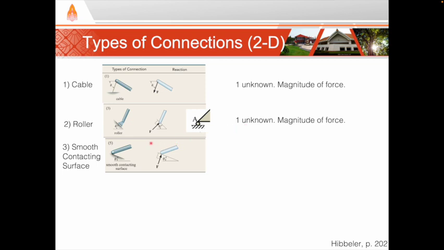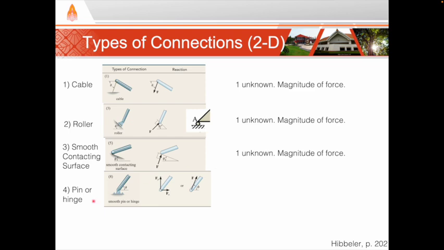The third type of connection is a smooth contacting surface. A smooth contacting surface can only exert a force perpendicular to the surface. This is like a chair leg. Without friction, any force side to side will cause the chair leg to slide. So we have one unknown, which is the magnitude of the force.